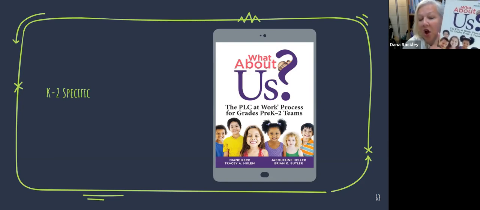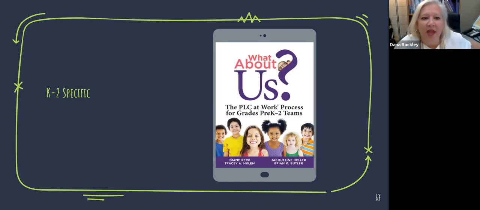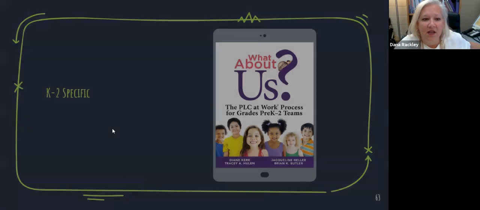Our K2 team went through this as a book study this past spring. As soon as it was available in print, we snatched up some copies, and our K2 teachers did a book study over this. So if you're wanting to get your primary grades together to do a book study, this would be a great one to do. Fabulous book. Do we have any others listed?